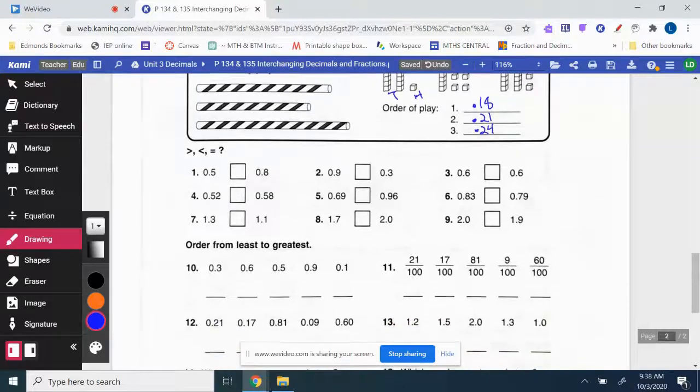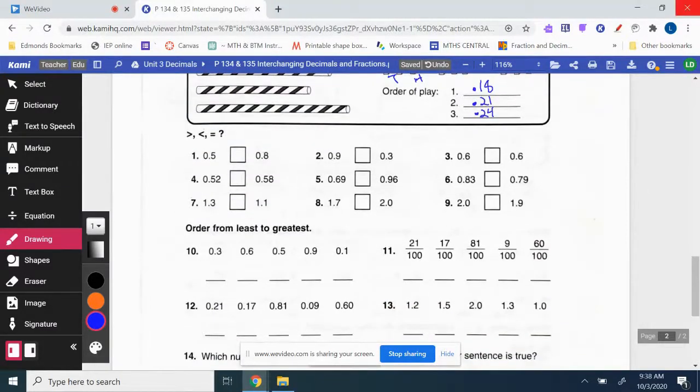Again, you're only doing even, so don't get overwhelmed by the number of problems you have to do. So when I'm looking at number 1, I'm looking at 5 tenths versus 8 tenths. 5 dimes versus 8 dimes. 8 tenths is bigger. Now let's look at number 5. Well, I have 69 hundredths versus 96 hundredths. When I'm going this direction, this 9 is bigger than that 6, so it's bigger like that. I think you guys can do these.